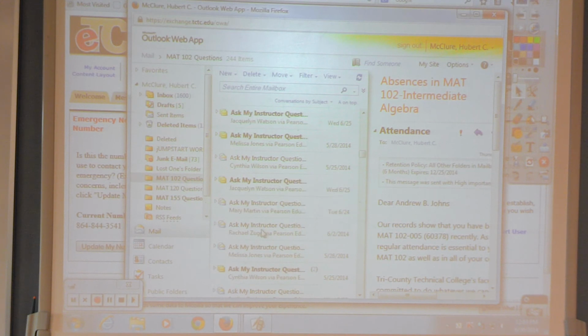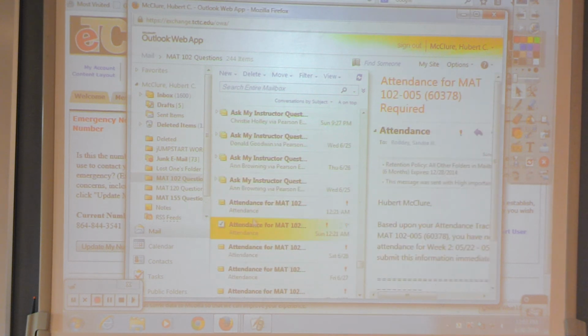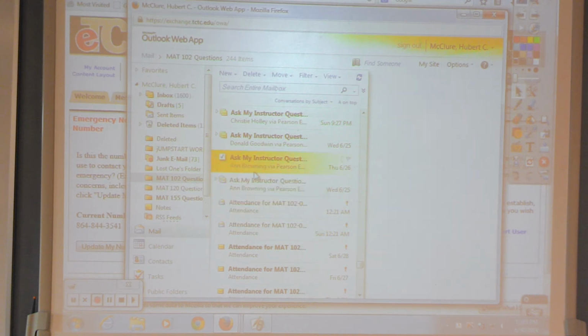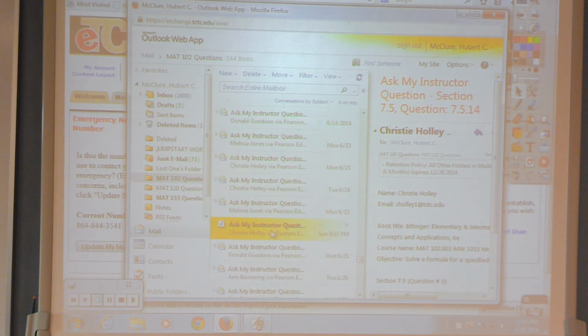Let's see if I can find some in chapter 7. That's 7-1, I'm gonna try to get some. 7-4. 7-5, we did this one, I think, but let me look.